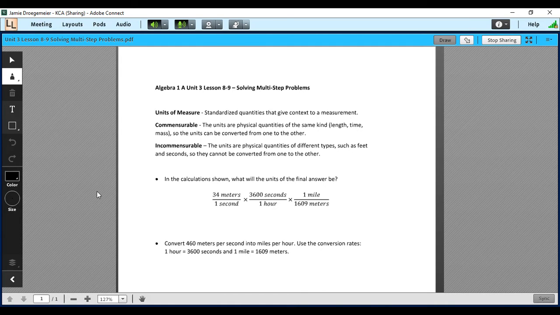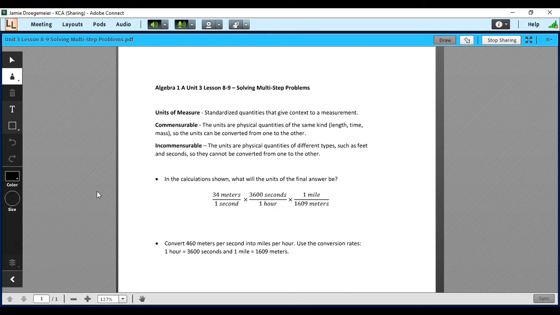And the definition there is standardized quantities that give context to a measurement. So basically, if you think about measuring anything, whether it's distance or time or any other way, we use units of measure to help us to standardize it. So you know that 12 inches is a foot, or that when I go to measure my height, or I go to measure how long something takes, it helps to have units of measure to standardize that, to understand it.